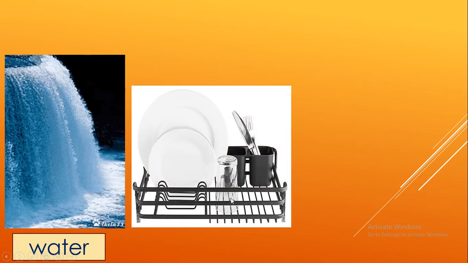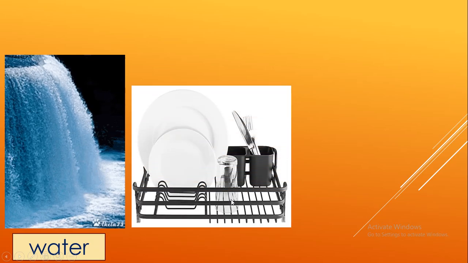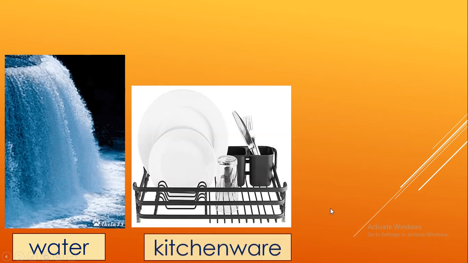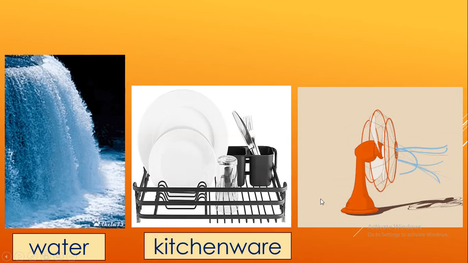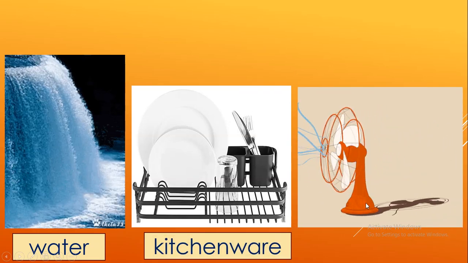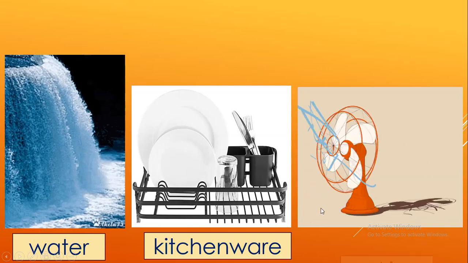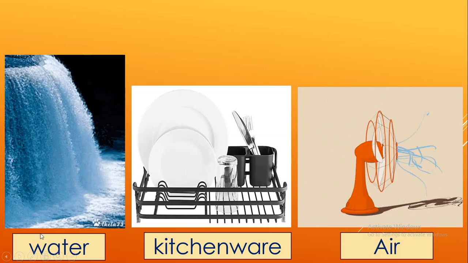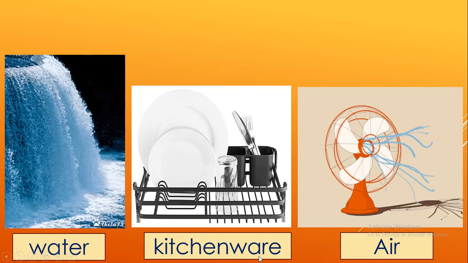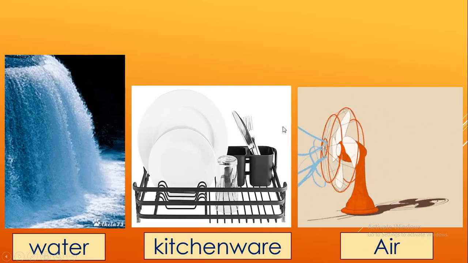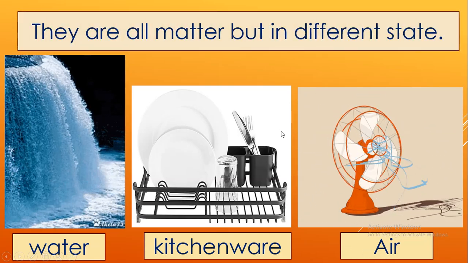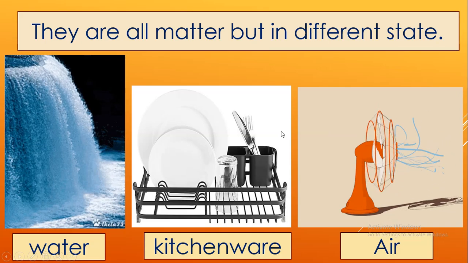Now, I want you to look at this picture. What do you see in this picture? It's water. Excellent. What about this one? These are kitchenware. And this is a fan, as you can see, and it's moving air around. Water, kitchenware, air, all of these are matter, but in different states.